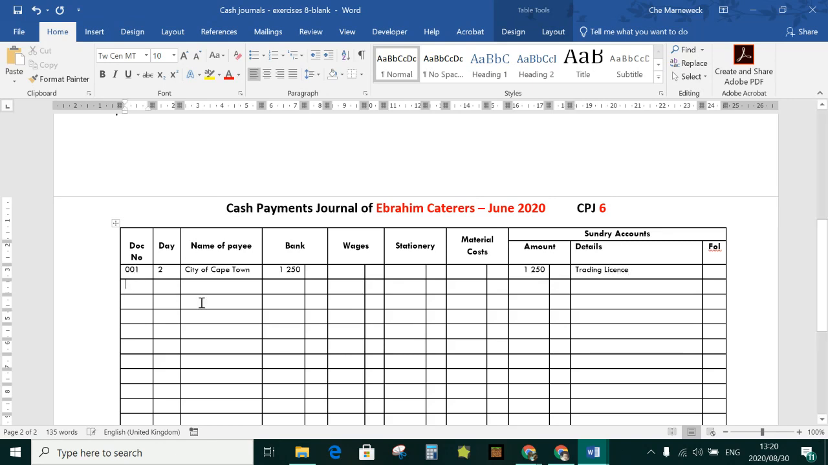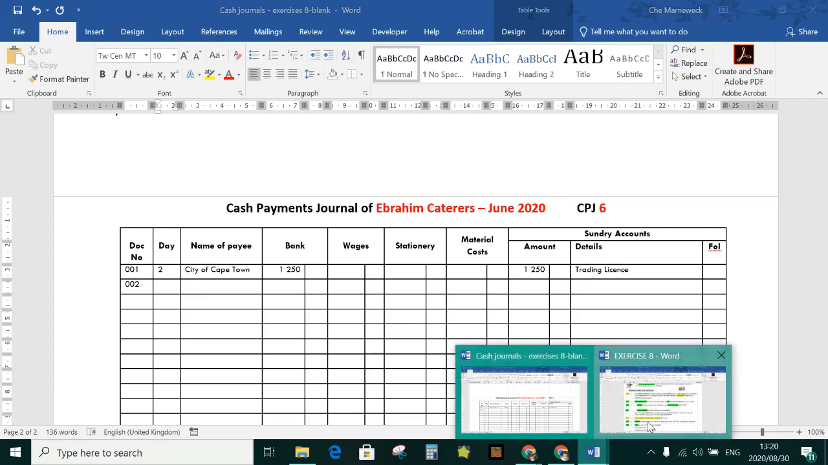We're then going to move on to our next transaction, and with the cash payments journal, nice and simple, there's only the check counterfoil as your source doc, so the numbers will all follow on in order. So whatever your first document number is, whatever the first check number they give you is, you fill it in for the first transaction. The second transaction will just follow sequentially from there.